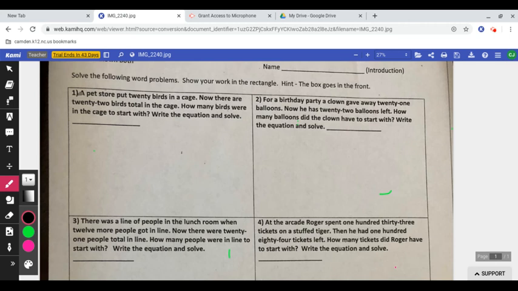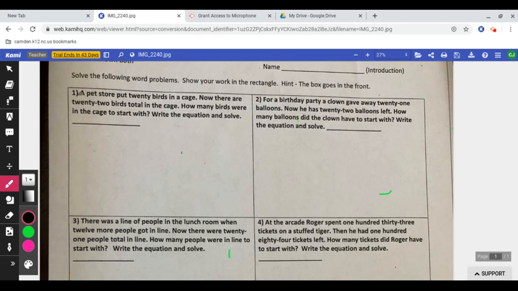Problem number 1: A pet store put 20 birds in a cage. Now there were 22 birds total in the cage. How many birds were in the cage to start with? Write the equation and solve. So I need to use the cubes method.